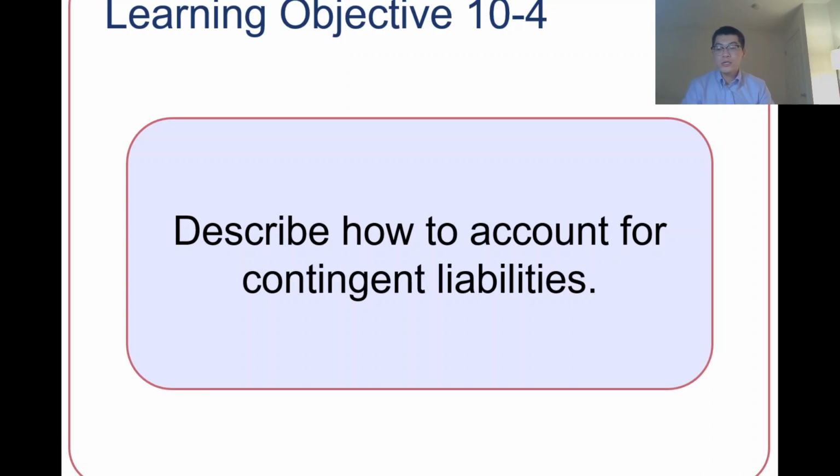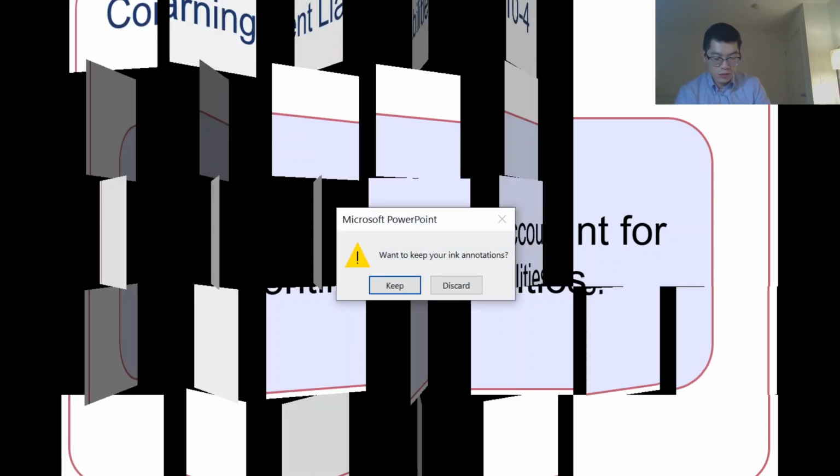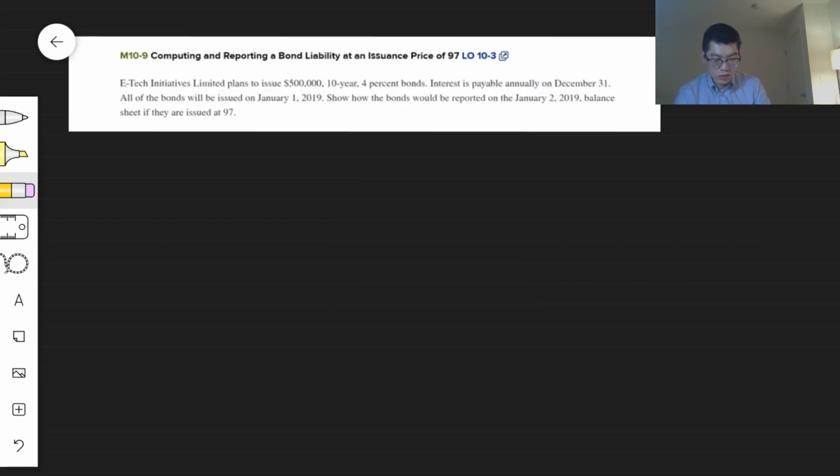And now let's work on some examples, okay? Let's work on some examples. Okay, here. So, computing and reporting liabilities at an issue price of 73, okay?